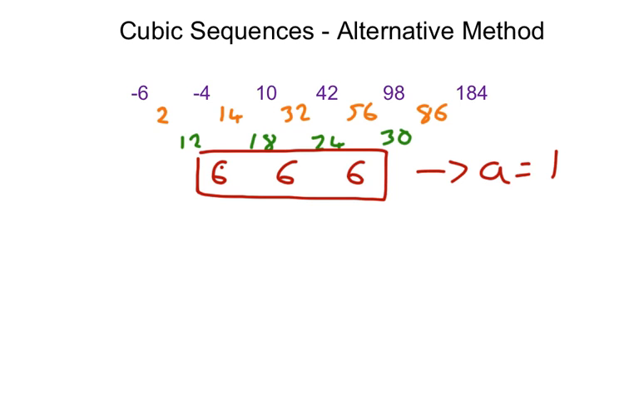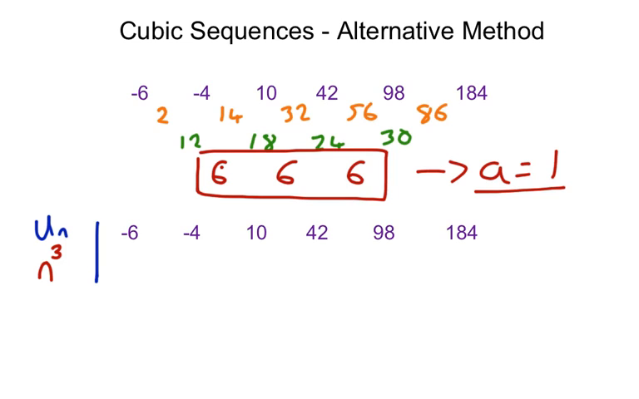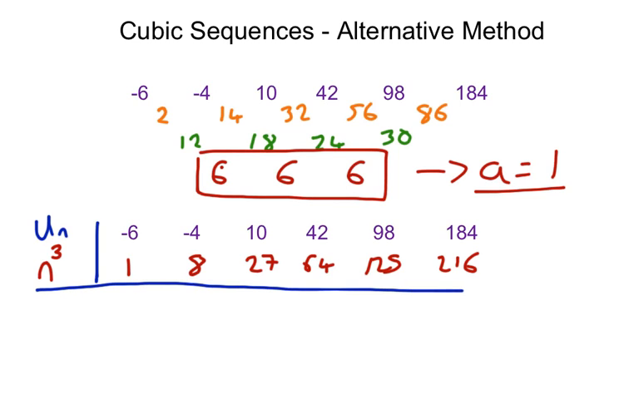Now we're going to take our original sequence, and I'm going to create a copy of it down here. That is un, and underneath it we're going to write what we got from here, which is with a equals 1, so that's 1 times n cubed. That is 1, 8, 27, 64, 125 and 216. Now we're going to do un minus n cubed.